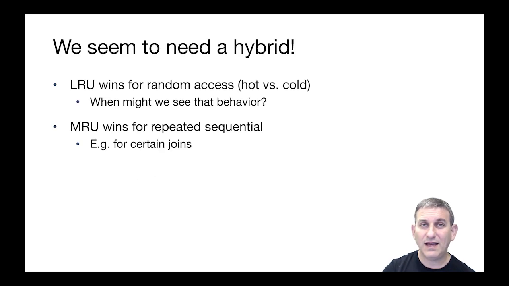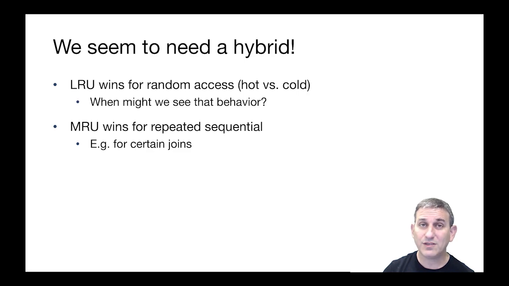Having seen LRU, clock, and MRU, what we seem to need is some kind of hybrid, because LRU does well for these random hot-cold or popular-unpopular access patterns. And when might you see that behavior? Actually, all the time. Anytime you have individual access to things, some tend to be popular and some don't.